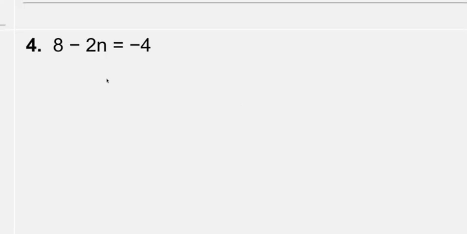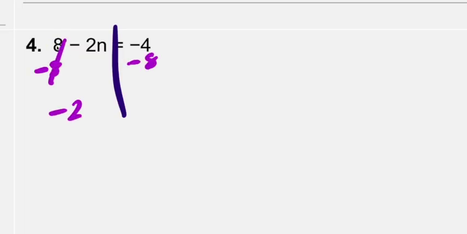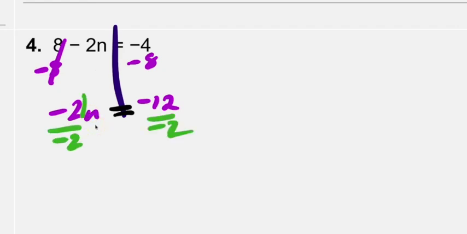Okay, one over here. Equal sign. I want to get the -2n by itself, so we got to get rid of that 8. That 8 is positive, so we're going to subtract 8 from both sides. Those cancel out. I get -2n equals -12. Now we're going to divide both sides by -2. I'm trying to get the n by itself. Those cancel. We get n equals. Now again, we're dividing this time, so negative divided by negative is a positive. -12 divided by -2 is +6.